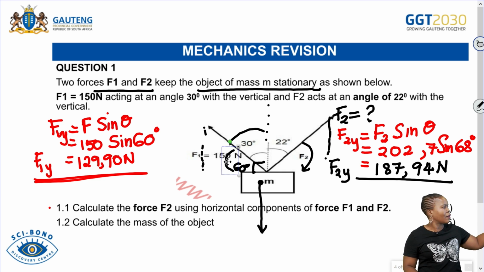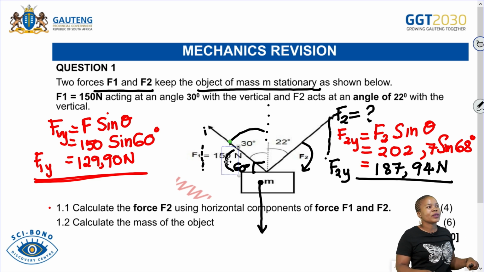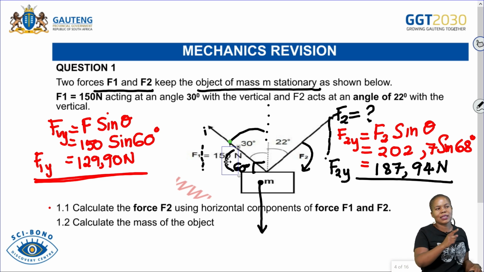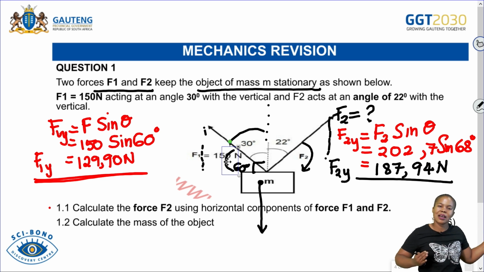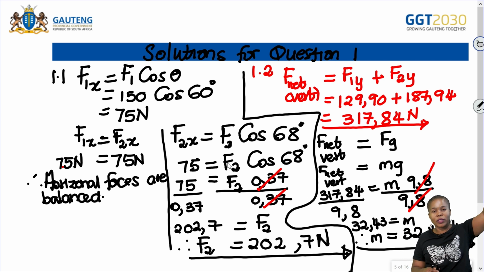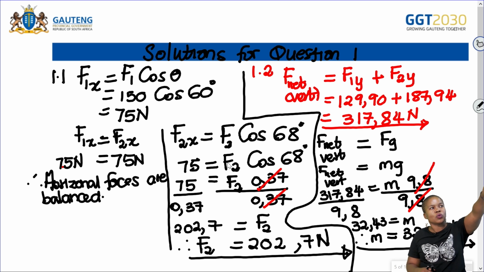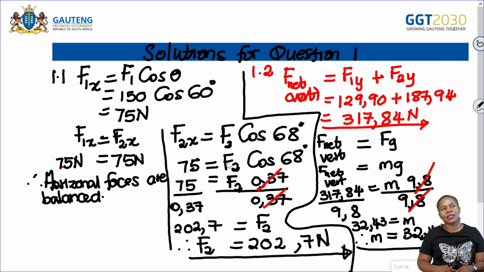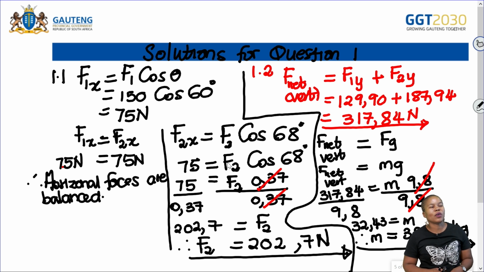So F1y gave us 129.90, and F2y gave us 187.94 newtons. However, these are two separate forces. We needed to find the net force of the vertical component, so we needed to add them up. Why? Because both of them are going in the same direction. Hence, we said F net on the vertical, indicating that it is going up, is F1y plus F2y, giving us 129.90 plus 187.94.